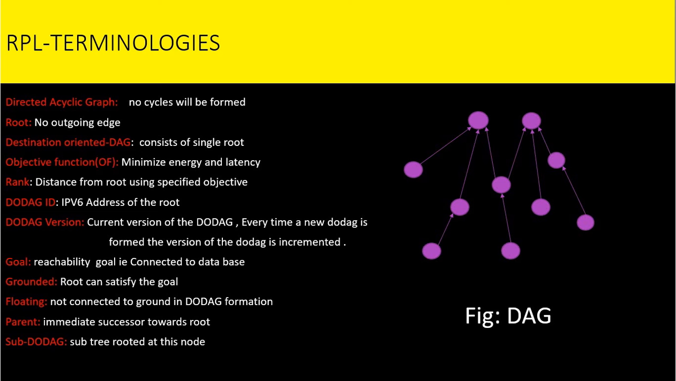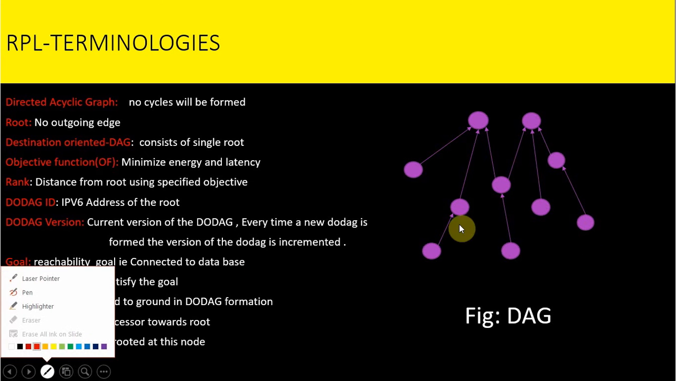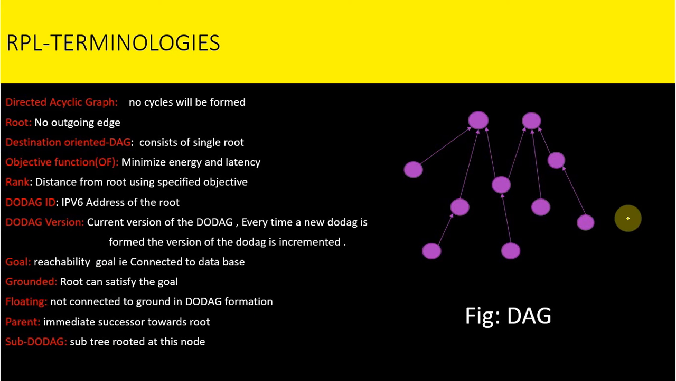Alright, moving on further, we will now discuss the RPL terminologies, the basic terminologies which are used in RPL routing. As you can see on the right hand side, there is a graph, that is a DAG. The basic meaning of DAG is directed acyclic graph, which is a graph in which there is no loop. As you can see, no loop is formed in this network.